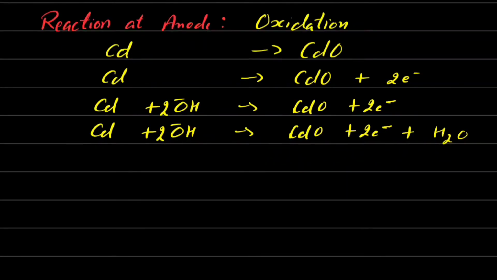Now its oxidation state is 0 here because it is in elemental state, and here its oxidation state is positive 2. Is that clear? Because oxygen is negative 2, that's why cadmium is having positive 2 oxidation state. So cadmium is going from 0 oxidation state to positive 2 oxidation state, which means it is going to lose 2 electrons. So I have written in the second step: cadmium is giving you cadmium oxide plus 2 electrons.